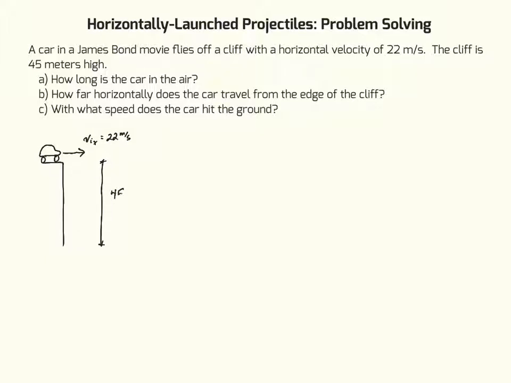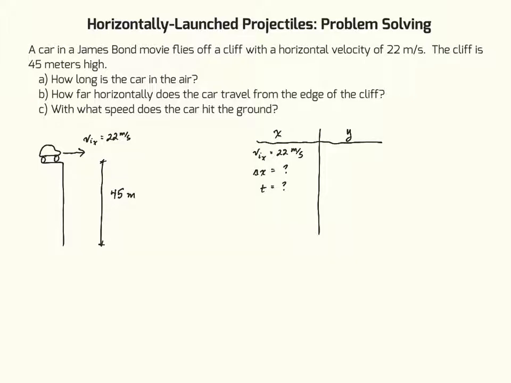45 meters high. Okay, now again, first thing that I would suggest you do is to always organize all of our knowns and unknowns in our t-chart here. Okay, so our x and our y directions. Now in the x direction, we know v initial in the x, and that's our 22 meters per second. We don't know delta x, that's what we're trying to find in part B, so that's a question mark, and we also do not know time, but that's what we're finding in part A.